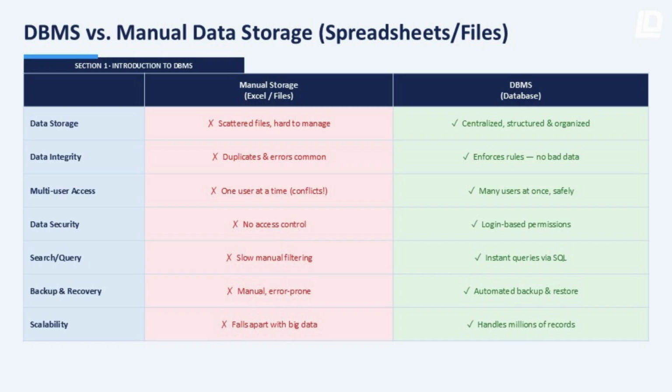Many people confuse DBMS with Excel, but they serve different purposes. Excel is ideal for small-scale data handling and simple analysis, but it becomes inefficient when dealing with large datasets or multiple users. A DBMS, on the other hand, is designed for complex systems. It supports relationships between data, ensures data integrity, provides security features, and allows multiple users to work simultaneously. In short, Excel is good for personal or small tasks, while DBMS is built for scalable and professional systems.